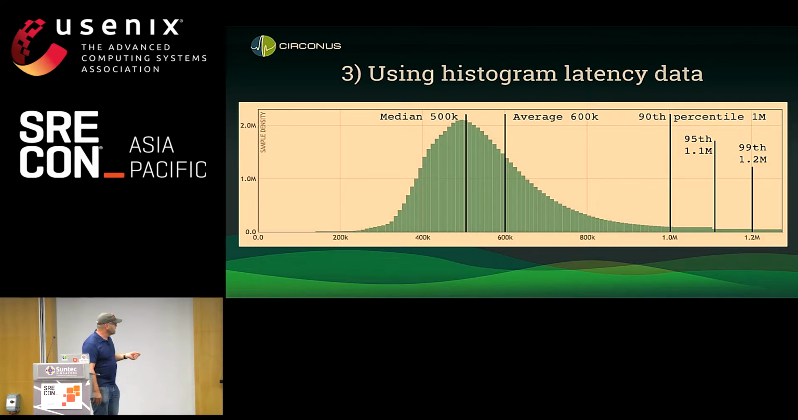So in this one, you can see at the median, we have a lot of samples. We have more than 2 million samples at the median, around 500,000. And then the average is there, and you've got the 90th and 99th percentile. This is a very unlikely distribution. You would probably never see something that looks just like this in production, even though I pulled this from a production graph.